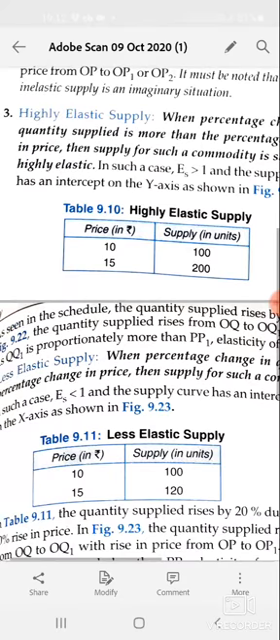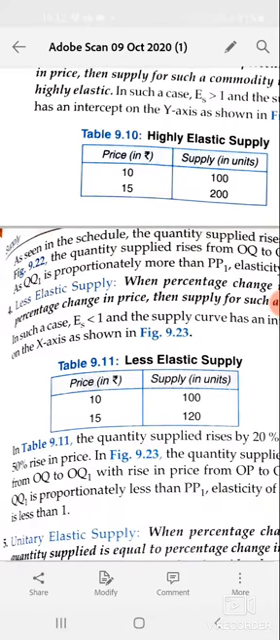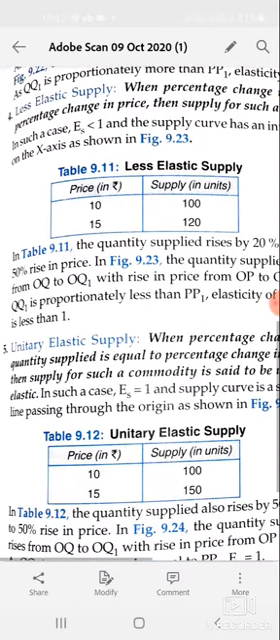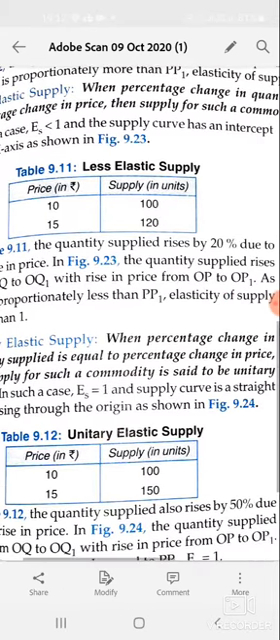Okay, now with the help of the same example, price 10 to 15 increased 50%, but the supply only increased 20%, 100 to 120. If the supply changes lesser in comparison to the price, then it is called the less elastic supply. Last one, unitary elastic supply.